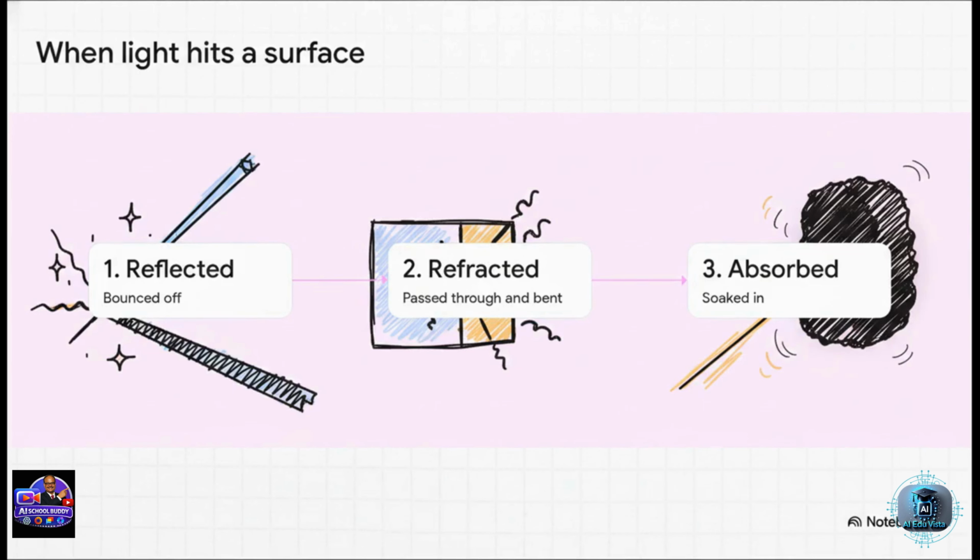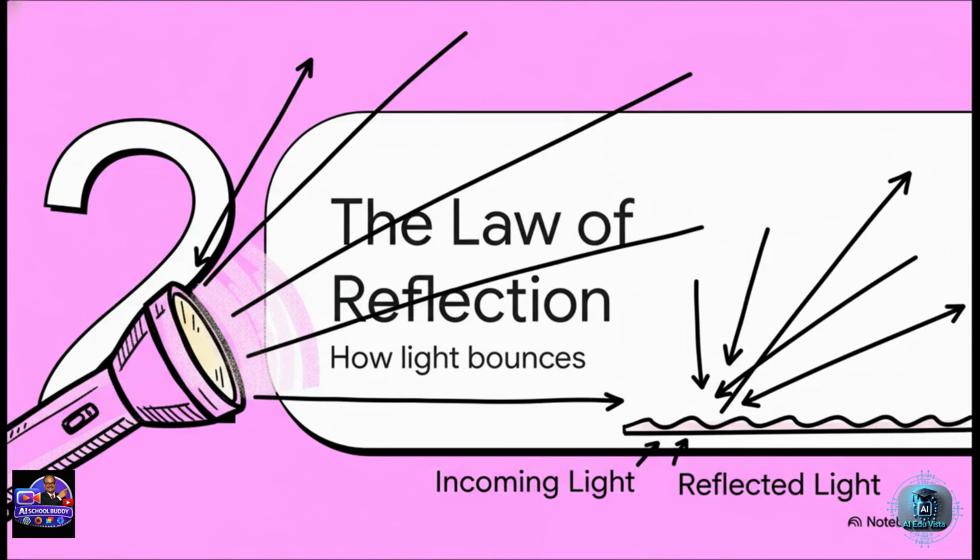So, when this incredibly fast energy slams into a surface, only one of three things can happen. It can bounce off, it can pass through and bend, or it can just get absorbed. We're going to focus on those first two, because that's where all the cool visual stuff happens. Which brings us to our second section, all about that bounce.